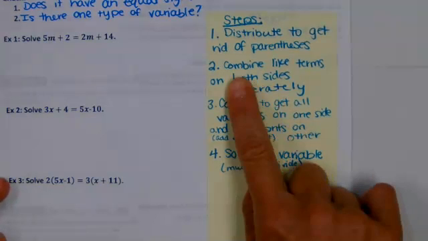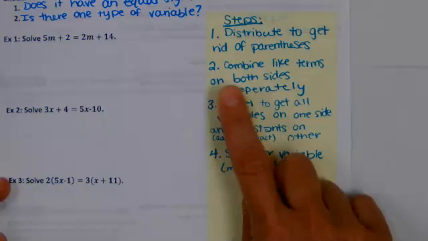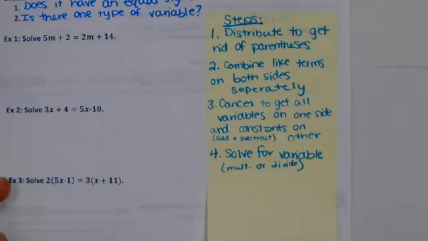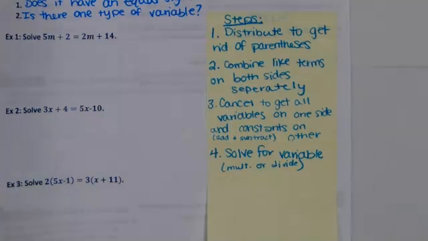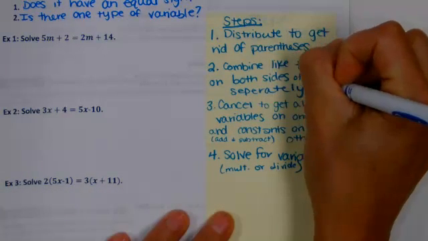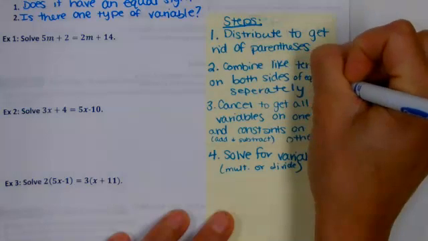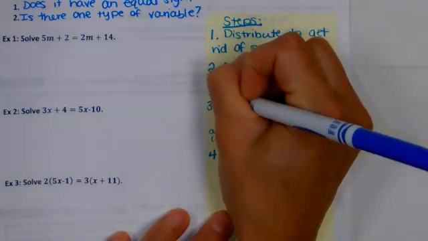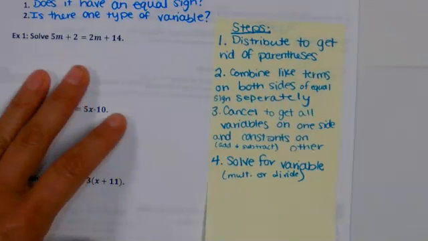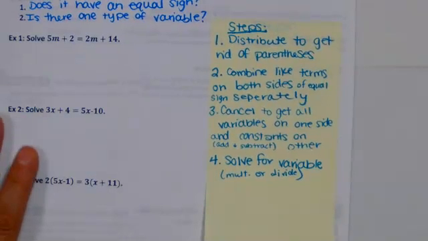All right, step 2, you want to combine the like terms on both sides separately. This is important. And on both sides, I mean of the equal sign. I should probably write that in. Of equal sign. So you want to do them separately. So you want to do the left side first and then the right side, or vice versa. And then once you've done that, you can move on to step 3.